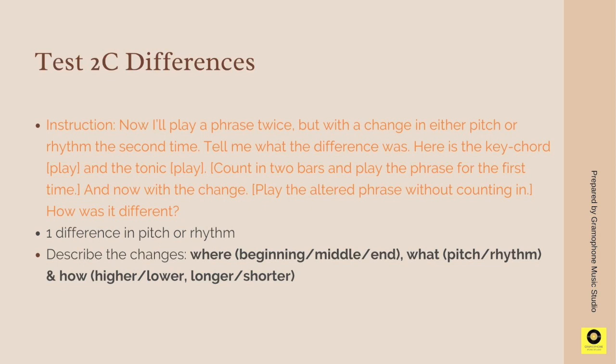The examiner will count in 2 bars and play the phrase for the first time. And now, with the change, the examiner plays the altered phrase without counting in. How was it different? The candidate has to notice 1 difference in pitch or rhythm, and describe the change: where it happened, is it in the beginning, the middle, or the end? What was the change, pitch or rhythm, and how did it change, like higher or lower, or longer or shorter?